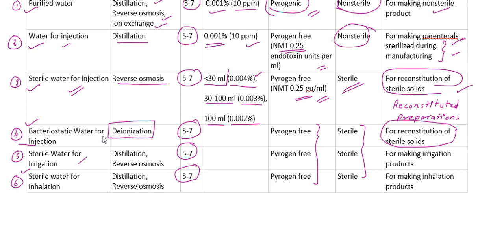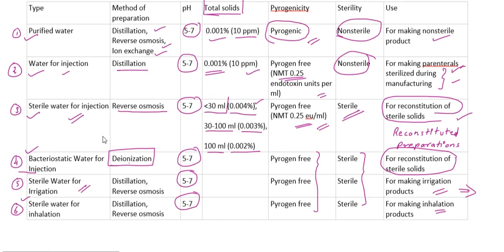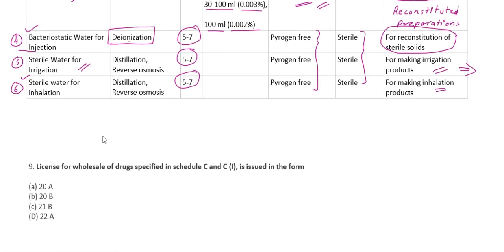Then we have other preparations such as sterile water for irrigation, which is basically used for making irrigation products. And then we have sterile water for inhalations, which is used for the preparation of inhalation products. These are the different vehicles used in this particular formulation.